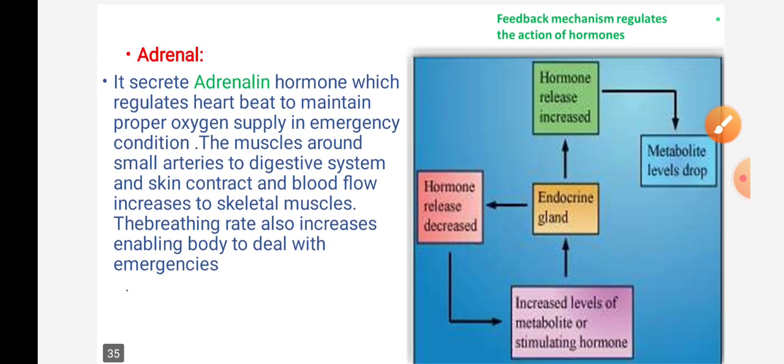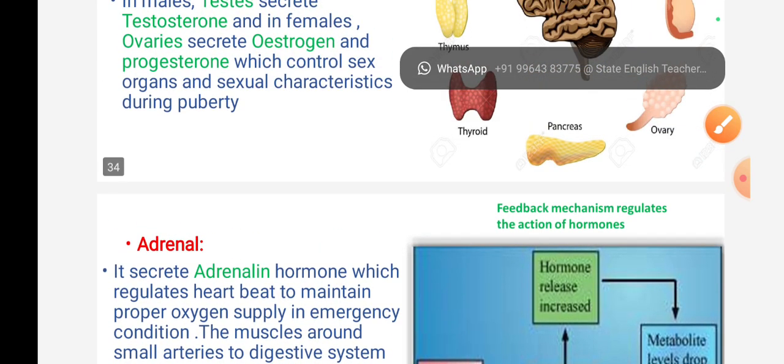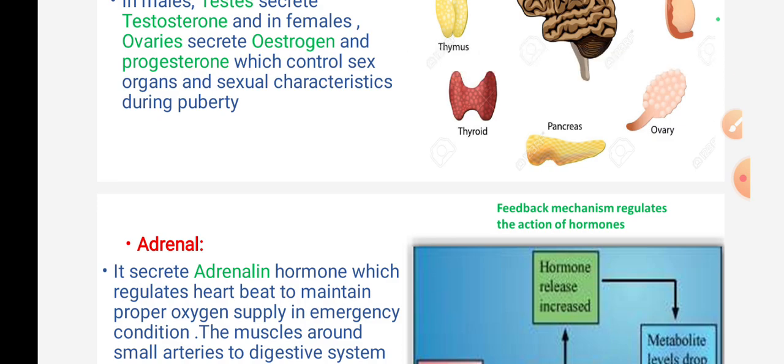Up to now, we discussed the important terms related to the chapter Control and Coordination. These are very important key points that I discussed with you.